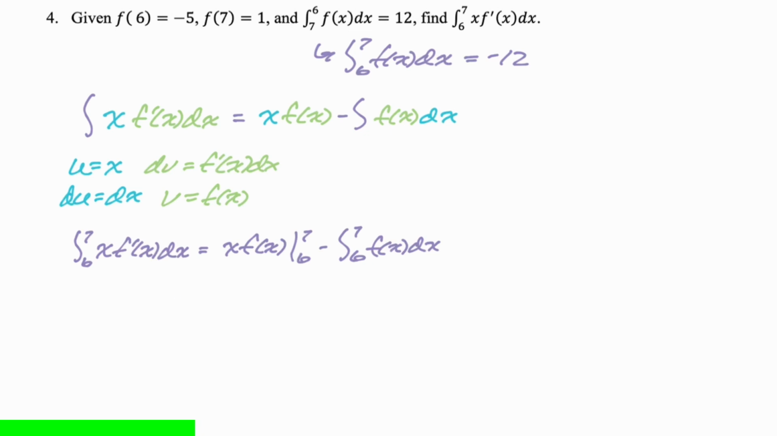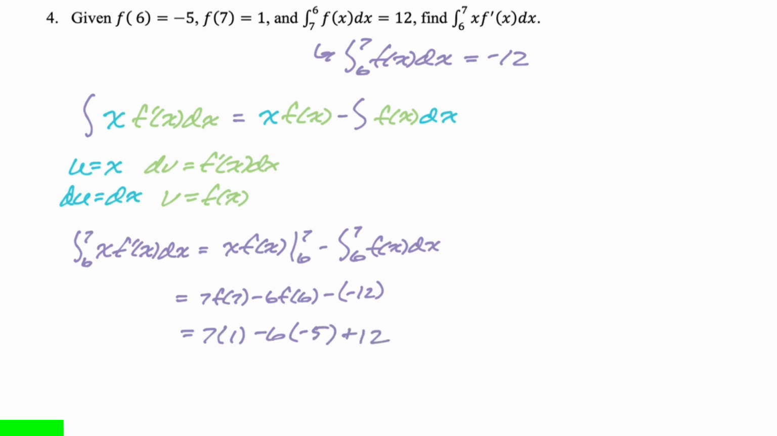At this point, it's kind of just plugging in. So we get 7 f of 7, minus 6 f of 6, minus the value of that integral. The value of that integral is negative 12. So if you look up top, f of 7 is 1, f of 6 is negative 5, so we have 7 times 1 minus 6 times negative 5, and then it'll be plus 12, so 7 plus 30 plus 12, which I think is 49.